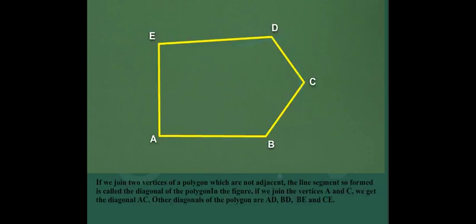If we join 2 vertices of a polygon which are not adjacent, the line segment so formed is called the diagonal of the polygon. In the figure, if we join the vertices A and C, we get the diagonal AC. Other diagonals of the polygon are AD, BD, BE and CE.